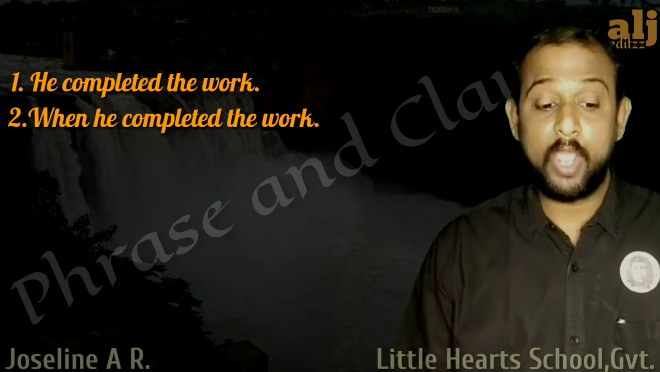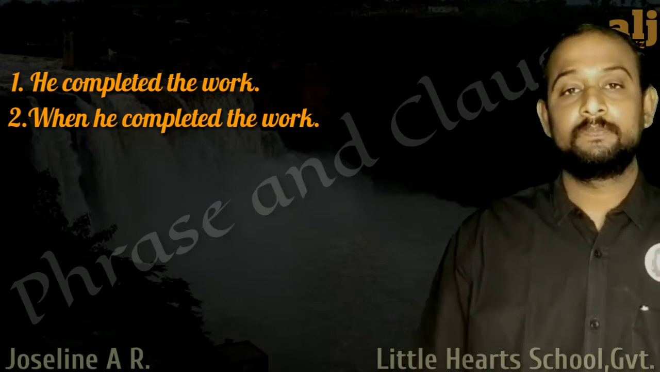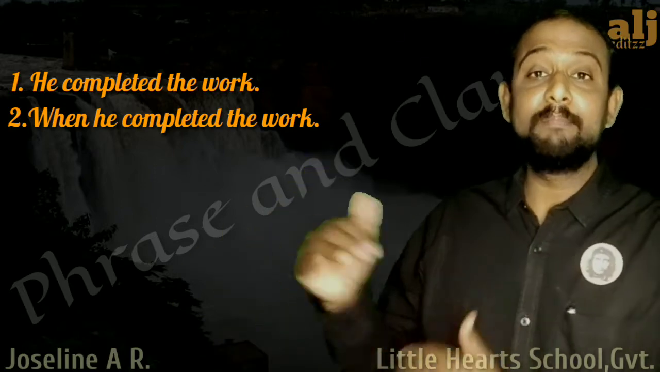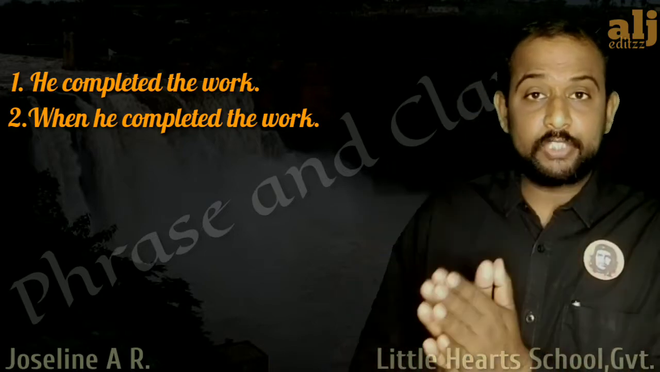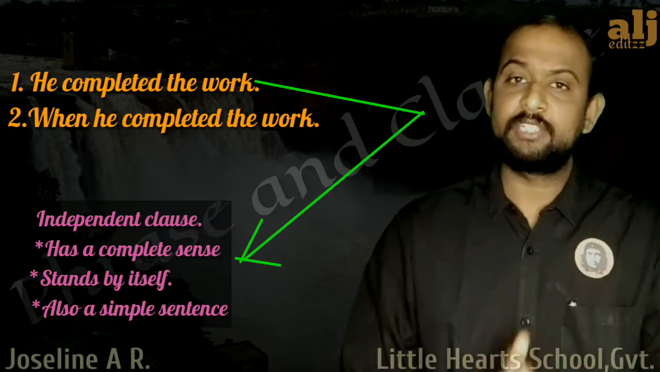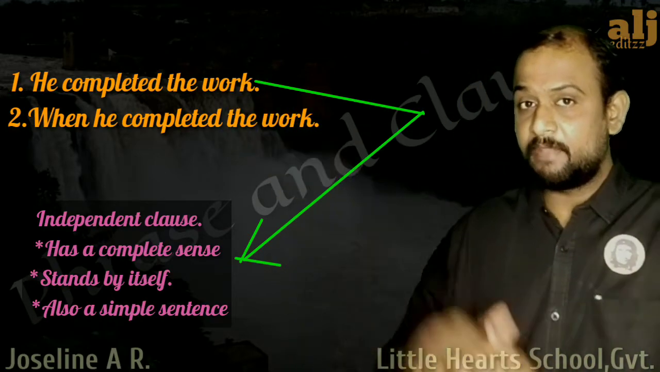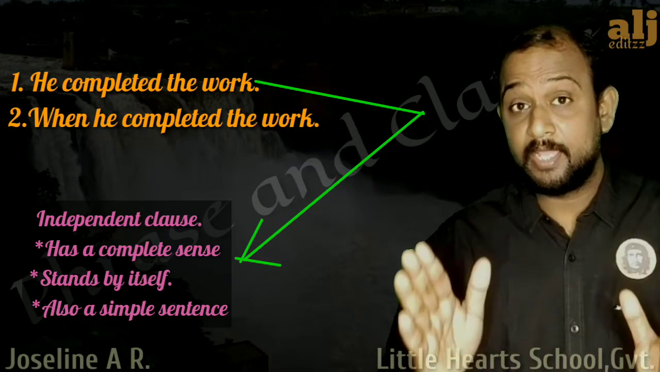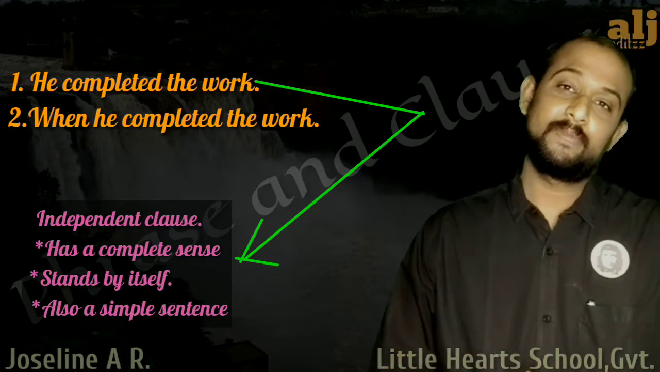Next one. When he completed the work. See, first, he completed the work. Second one, when he completed the work. Both are clauses. Whereas you see, first one, he completed the work has a complete sense. It stands by itself. It makes a complete sense. So it is also a simple sentence. We have a subject and verb combination here. So this is called an independent clause or a main clause or a principal clause.